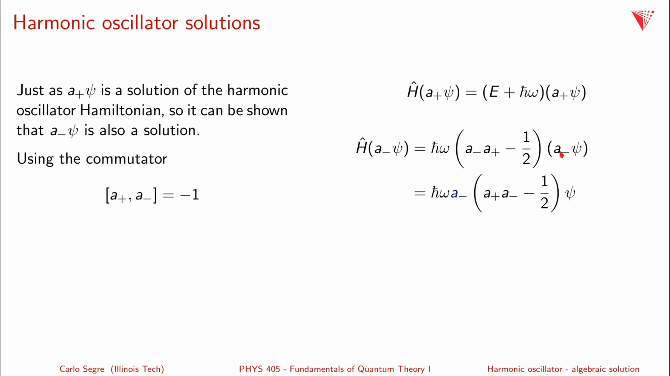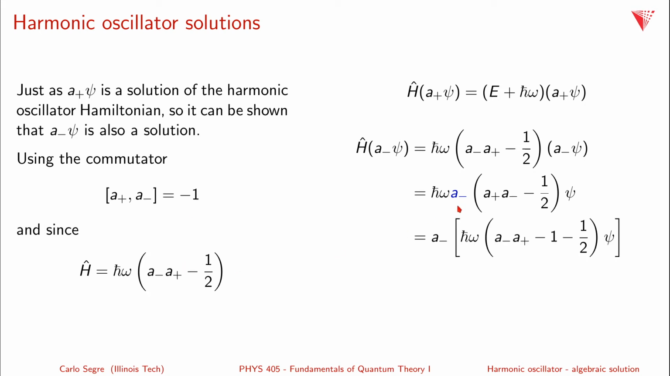I can then bring the a minus in, factor the a minus out from the front, and I'm left with a plus a minus minus 1/2 applied to psi. The commutator of a plus a minus is minus 1. So in the same way as I had before, I get a minus, because I pull that out in front, times the quantity h bar omega, a minus a plus minus 1 minus 1/2 applied to psi.